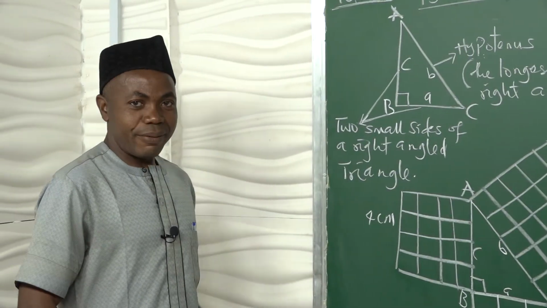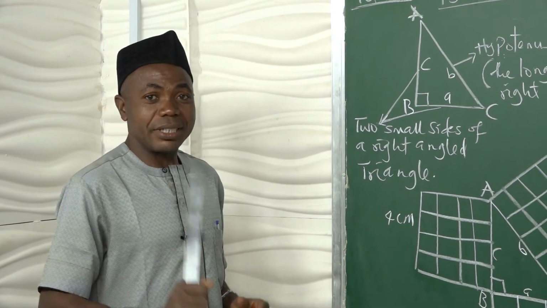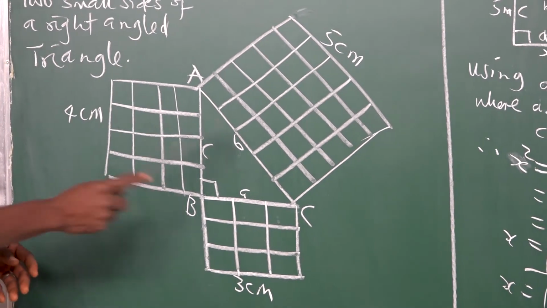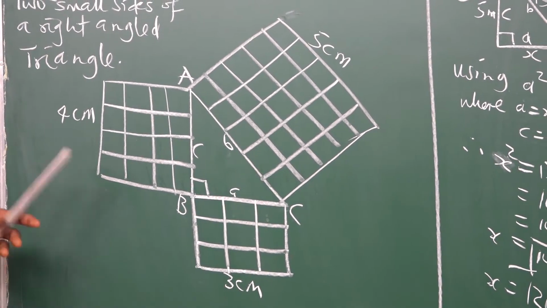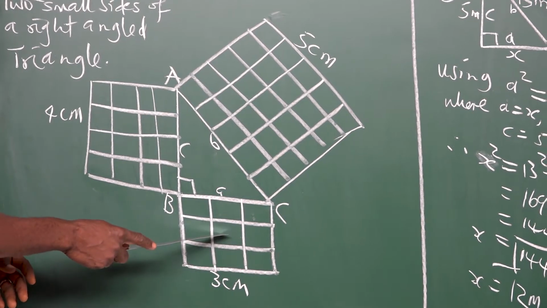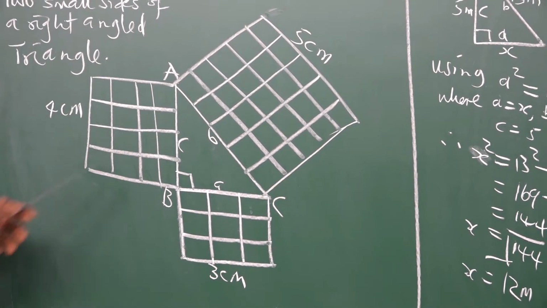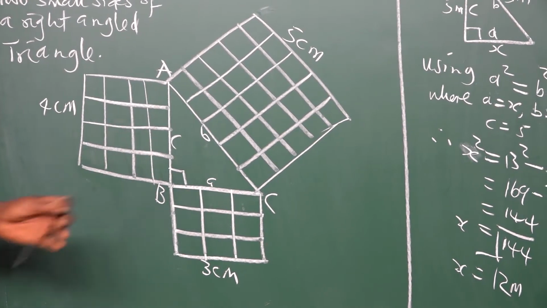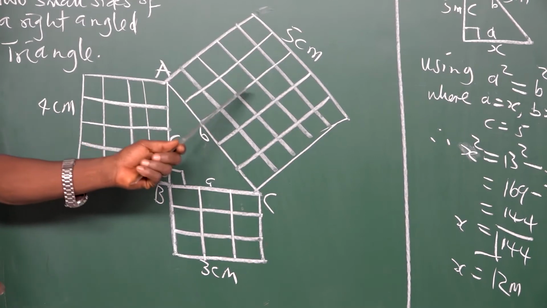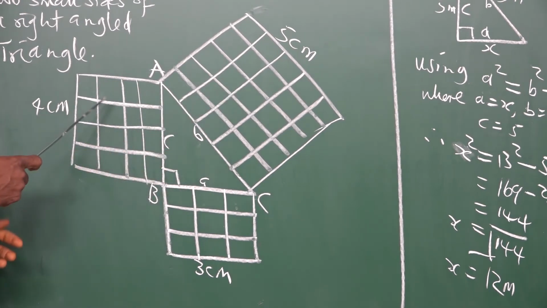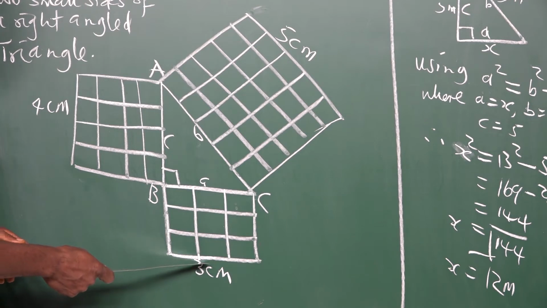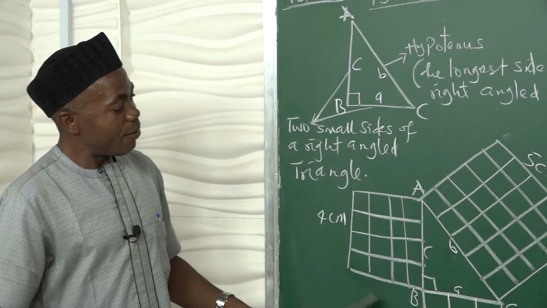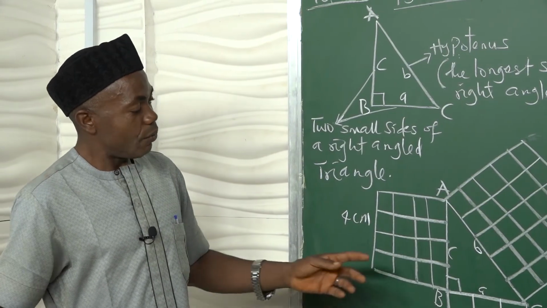What did he resolve? And his conclusion? His conclusion is that the two small sides of a right-angled triangle, when squared, 3 squared gave us 9, 4 squared gave us 16, and if we add the two small squares of a right-angled triangle, it must give you the hypotenuse. So 16 plus 9 will give us 25. And this is how the Pythagoras rule was brought out.